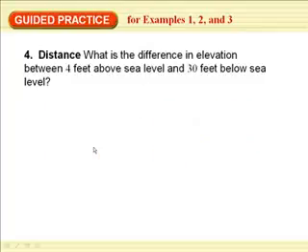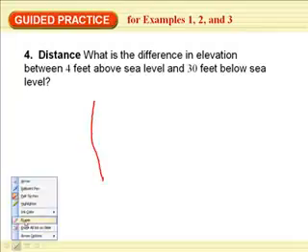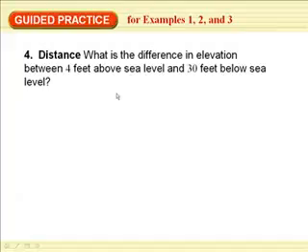What is the difference in elevation between 4 feet above sea level and 30 feet below sea level? What I like to do when I do problems like this is make a vertical number line. That's a terrible line. Let me see if I can make a better one. Okay, make a vertical number line like this. I'm going to put sea level right here, which is 0. And we have 4 feet above, so 4 would be up here. And then down here is 30 feet below.